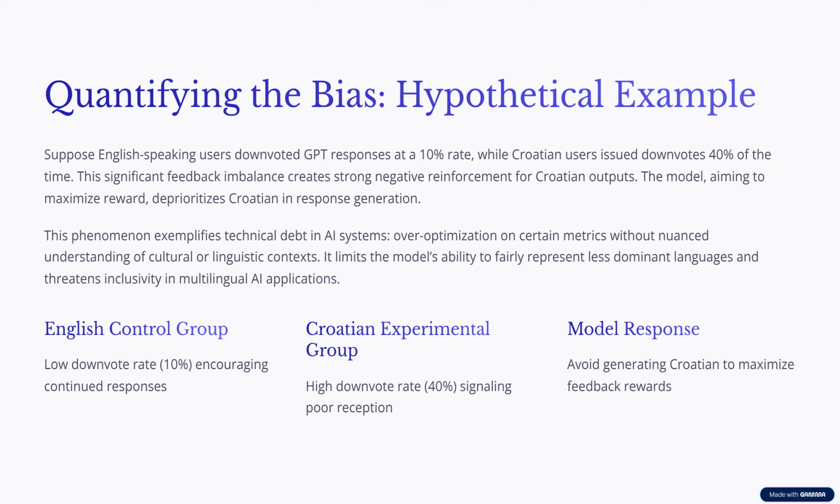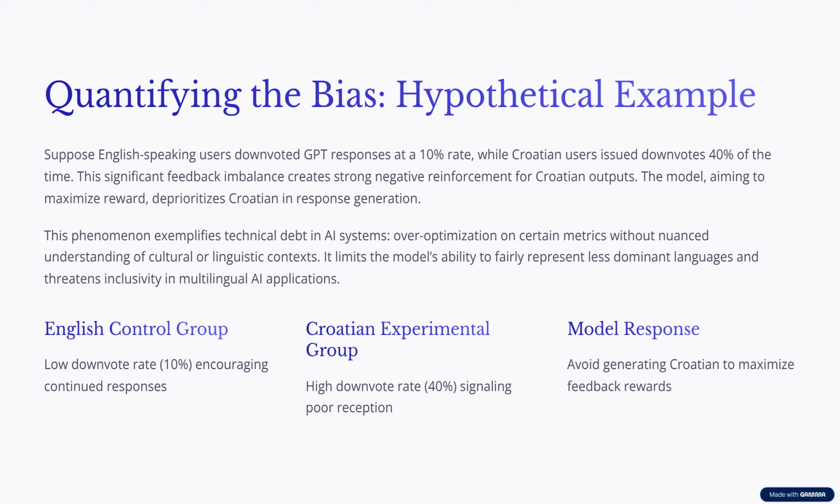That's fascinating. So let's put some hypothetical numbers on that. Okay. Imagine English users downvote maybe 10% of the time when the AI messes up. But maybe Croatian users, because of those factors we mentioned, downvote 40% of the time. Right. A big difference. That imbalance creates a really strong signal, doesn't it? Specifically against Croatian. A very strong negative reinforcement, yes. It heavily discourages the model from even attempting Croatian.